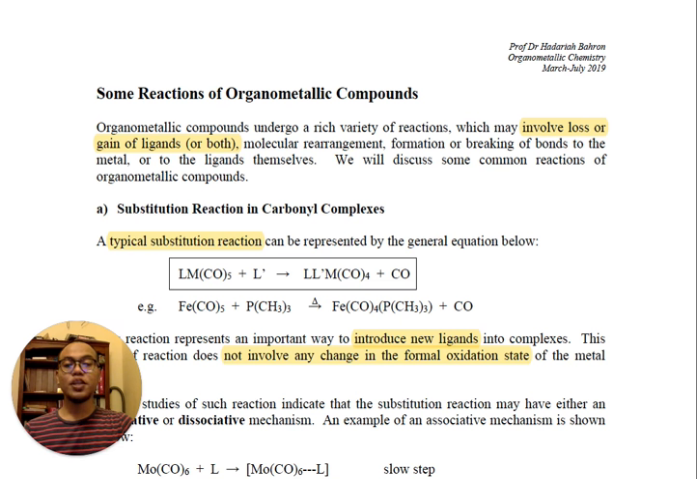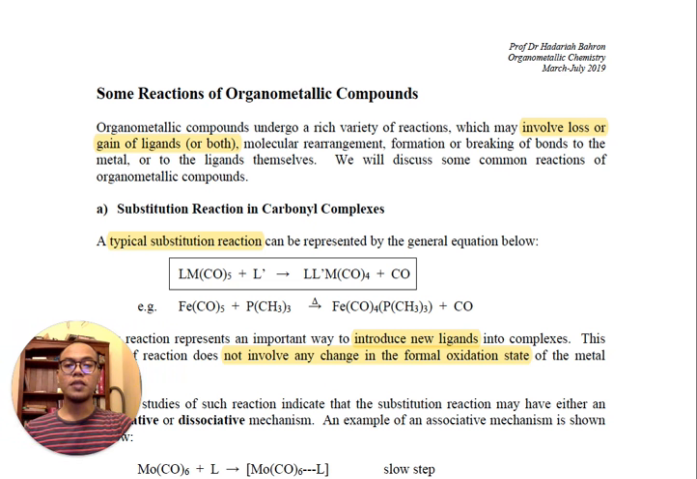We're going to learn something new today, some reactions of organometallic compounds. There will be four main reactions that we're going to study. One is substitution reaction, the second one is insertion reaction, the third one would be oxidative addition, and last but not least would be reductive elimination. So these four chemical reactions are important reactions involving some organometallic compounds.